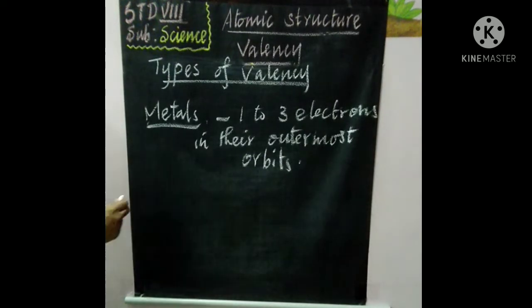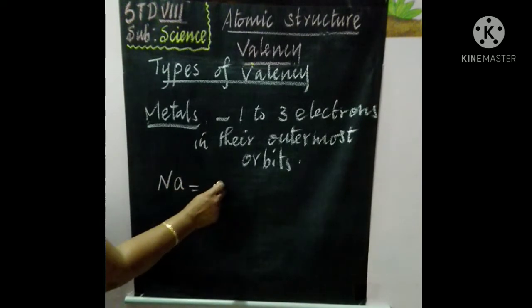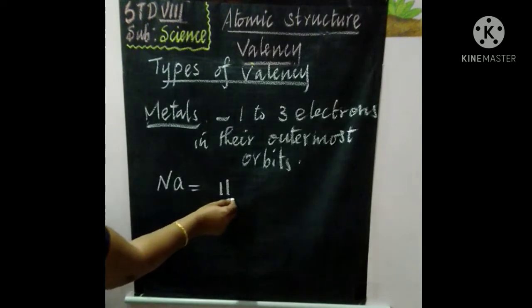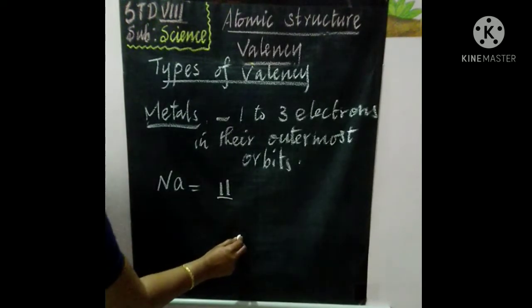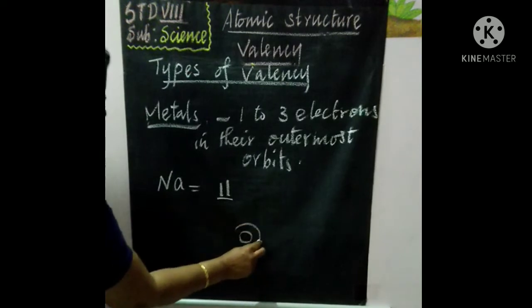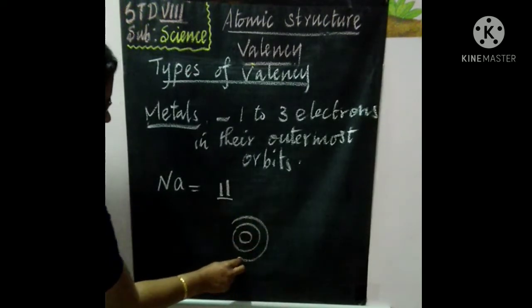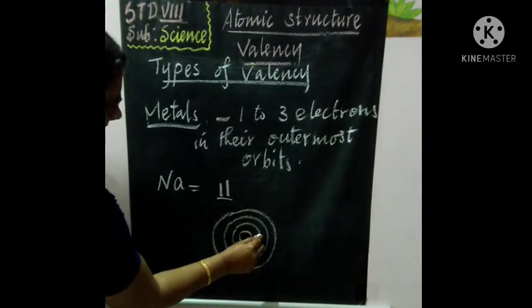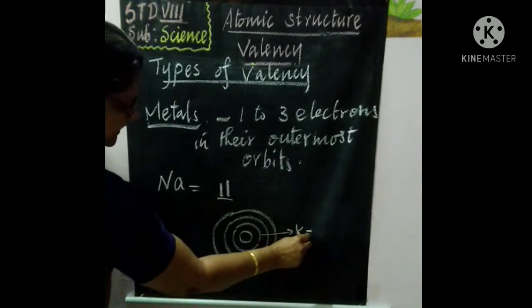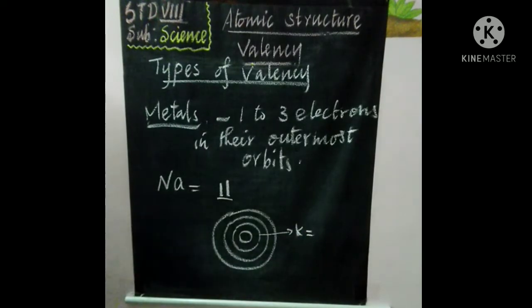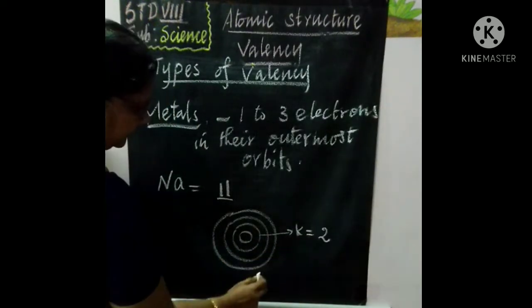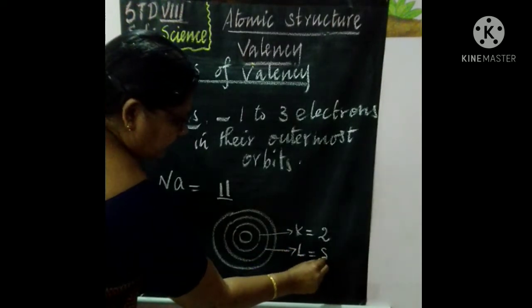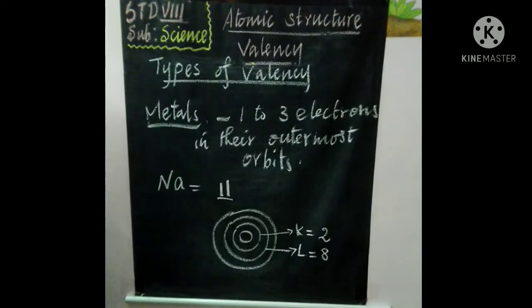So for example, sodium. Sodium has the atomic number 11. How are these electrons arranged? This is the nucleus. These are the orbits. This is the first shell, K. The number of electrons that occupies this K shell is 2. This is L. The standard number of electrons here is 8.